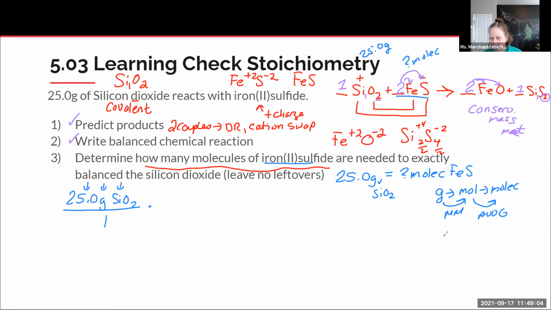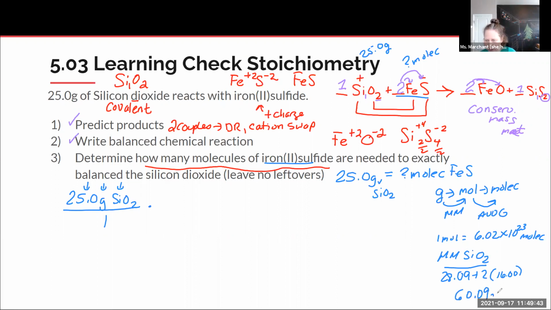Well, Avogadro's number is fixed. 1 mole is equal to 6.02 times 10 to the 23rd molecules. And molar mass is unique for each element. So I need to find the molar mass of silicon dioxide. Silicon, according to the periodic table, is a mass of 28.09 grams. And oxygen, there are 2 of them at 16.00. Okay, when I add that together, I get a molar mass of 60.09 grams is equal to 1 mole. So that is my first conversion. There is my second conversion.